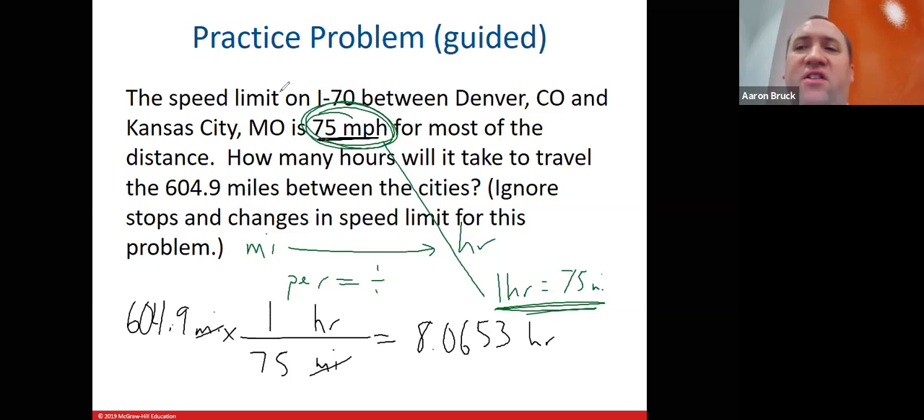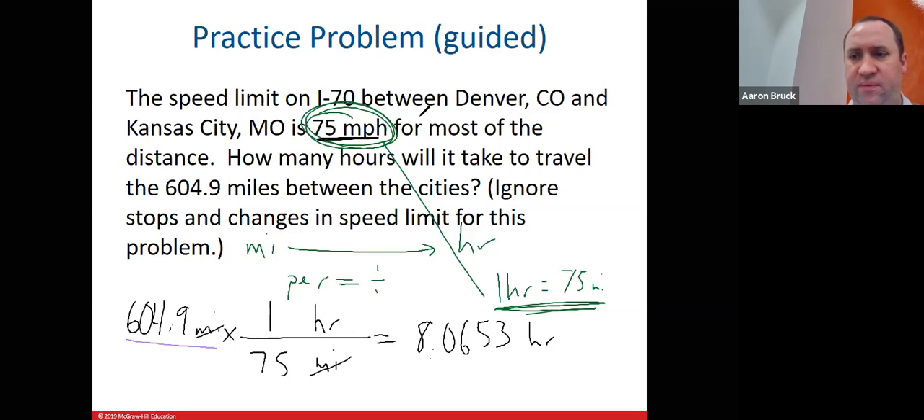From a significant figure standpoint, we have to weigh all of our options in terms of our conventions. How many significant figures do I have in this initial distance?